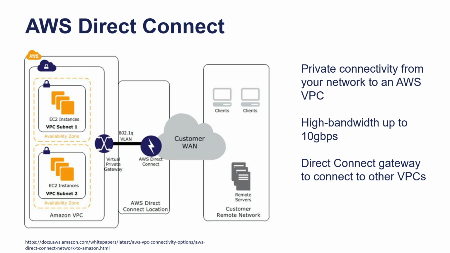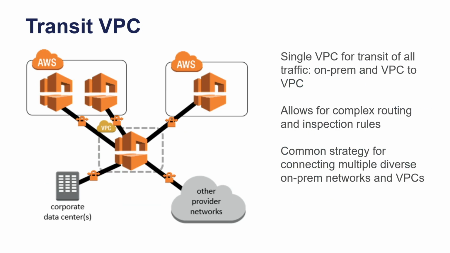So the one thing about Direct Connect, though, is that it has a higher cost than other options. So it's usually a good fit for enterprises that are interested in a highly performant connection between on-premises and AWS. Now, Direct Connect can also be combined with other solutions.